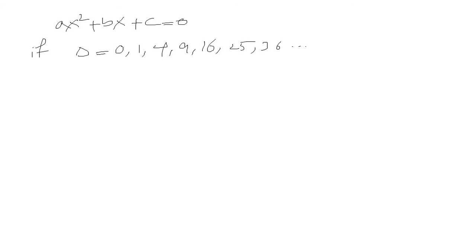Don't forget that you can only use factoring, and actually these quadratic equations are only factorable over integers if your delta is a perfect square. And then if your delta is a perfect square, you can use the zero factor property to solve the equation. What is the zero factor property?